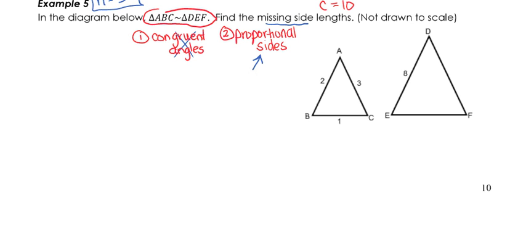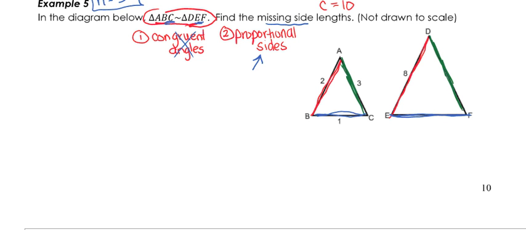And again, when I go to match pieces up, A and B, or side AB, is going to match up with side DE. Side BC will match up with side EF. And then the last pair of sides are AC and DF. So now my red ones are matching, my blue ones are matching, and my green ones are matching. And we're being asked to find all of the missing side lengths. So I might call the missing green piece x and the missing blue side y.